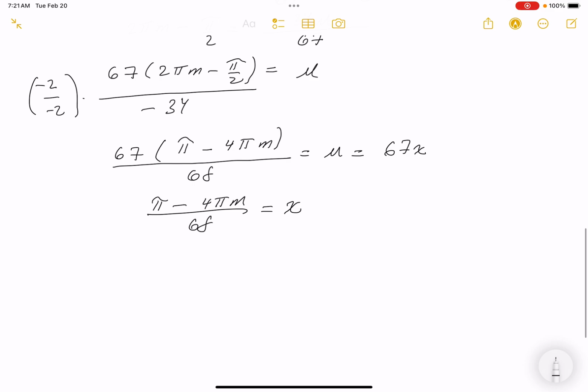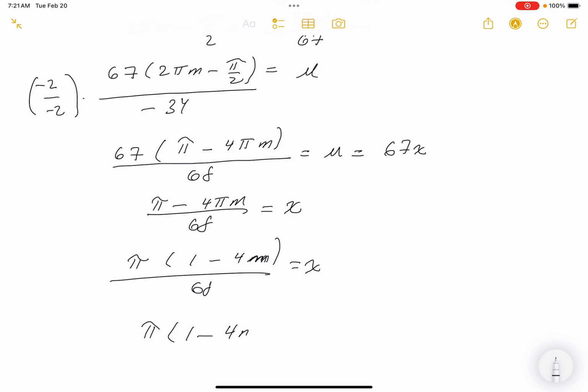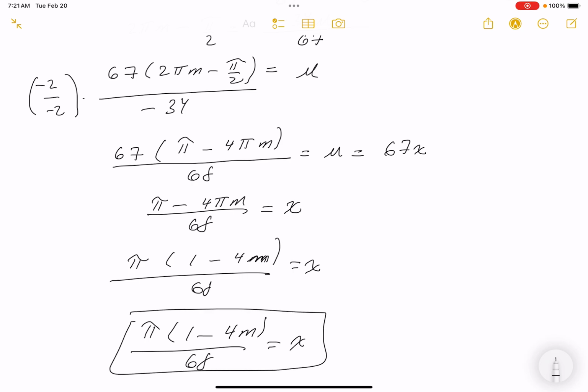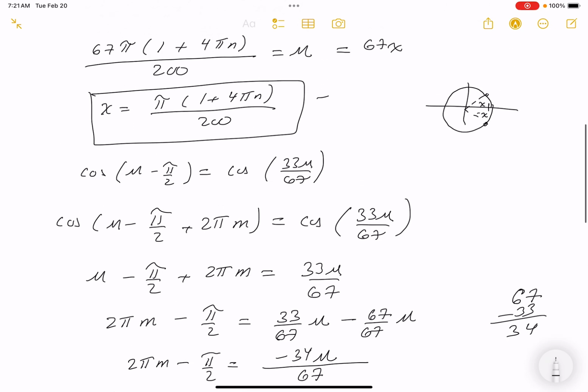I'm going to clean up a little tiny bit. I'm going to factor out a pi. And you get 1 minus 4m, whoops, over 68 is equal to x. Now, I do want to claim, though, that the minus 4m or plus 4m is really not going to change the story at all. Let me just clean it up a little bit. Pi times 1 minus 4m over 68 equals x. That's the other solution to the problem, by the way. We found the two solutions over here. This is one of them, and the other one is right over here.